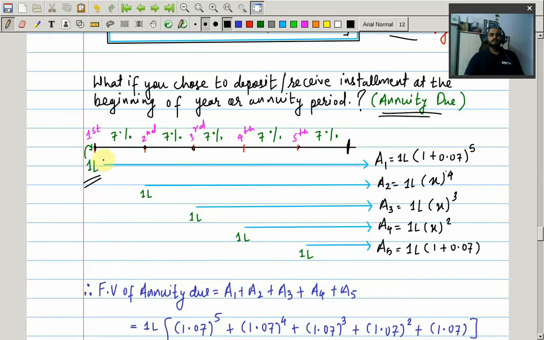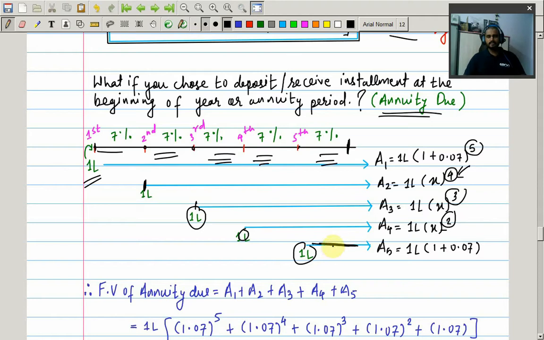So for how many years is this money kept? 1 lakh: 1, 2, 3, 4 and 5. For the complete 5 years, so raised to 5. Everything is the same, but you have to write the proper number of years. My second installment is kept for first, second, third and fourth, so for 4 years. The third installment is kept for 3 years. The fourth installment for 2 years, and my last installment is kept for 1 year. So it will gain interest for 1 year. So I have written this bracket.